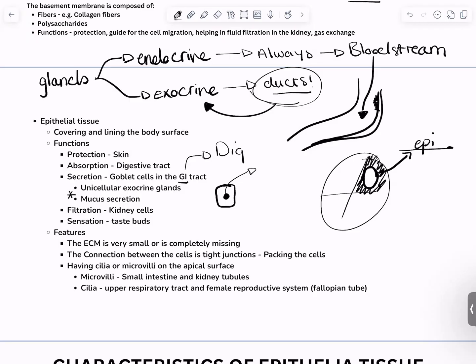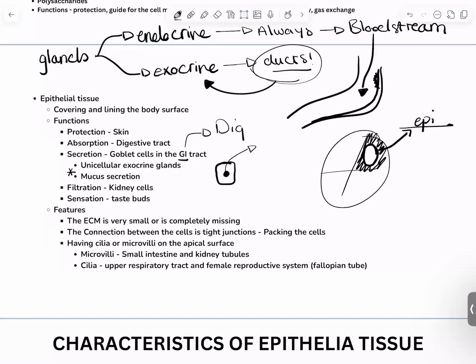In the endocrine system, we will discuss more about the glands. But I want you to remember this because later in the digestive system and other topics before the endocrine system, we are going to discuss the glands. And of the other functions of the epithelial tissue that we discussed, one of the key features is that the extracellular matrix, ECM, is very small or completely missing. It's very important to remember.